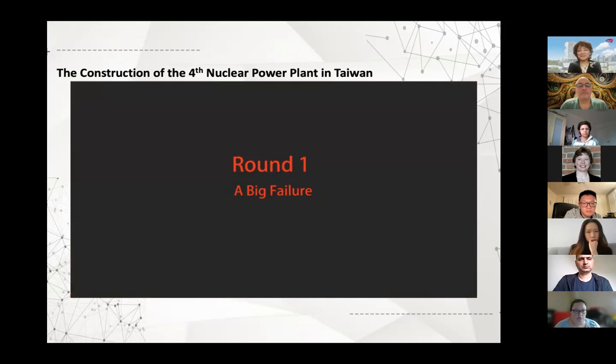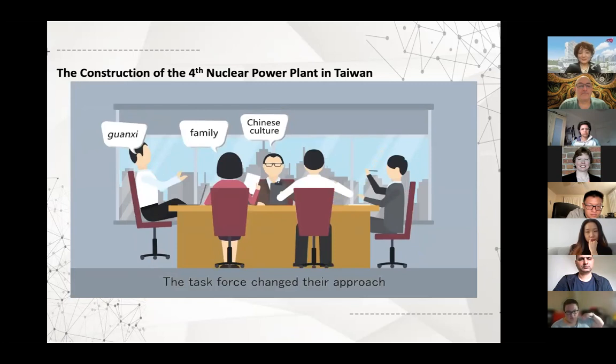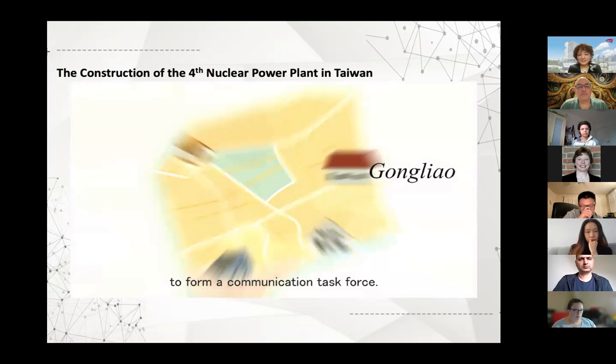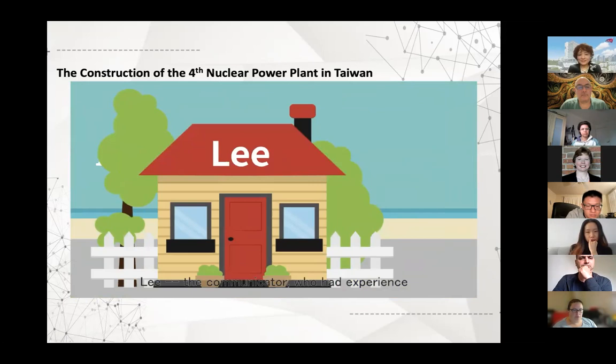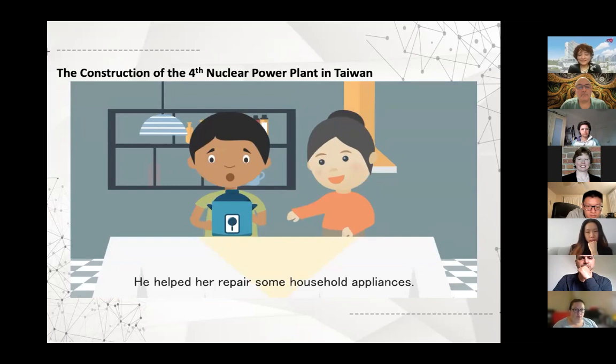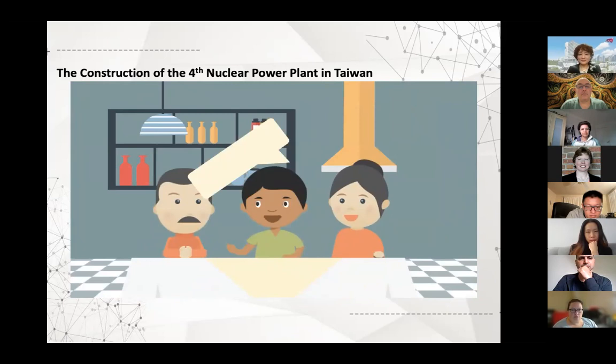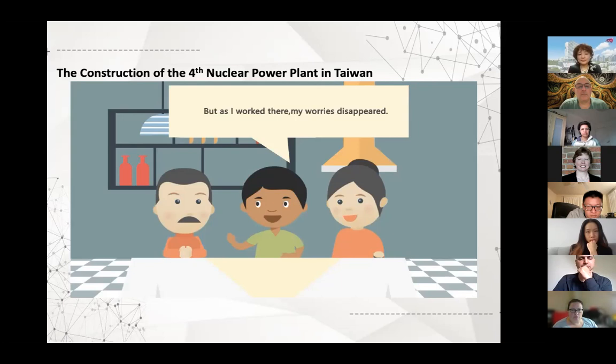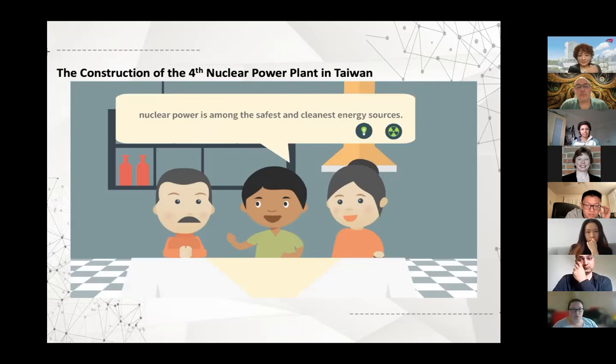The task force changed their approach by using Guanxi and kinship-based engagement. They recruited Gongliao village residents to form a communication task force. These communicators were assigned to different areas of the village according to their kinship with the residents. Li, the communicator who had experience working in the TPC, went to visit his aunt. He helped her repair some household appliances. When Li's uncle returned from fishing, they had dinner together. Why do you work for such a dangerous company? I understand your concerns. When I began working at the nuclear power plant 25 years ago, I felt the same. But as I worked there, my worries disappeared. In fact, nuclear power is among the safest and cleanest energy sources. The chance of an accident at a nuclear power plant is actually much lower than that of an airplane accident.